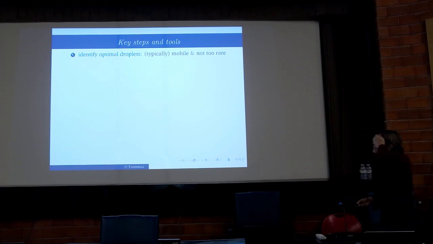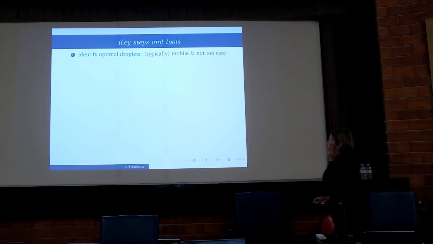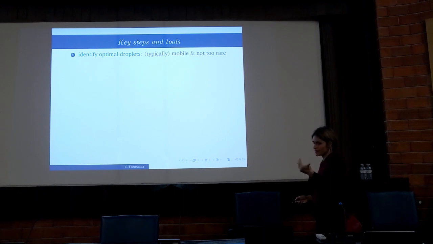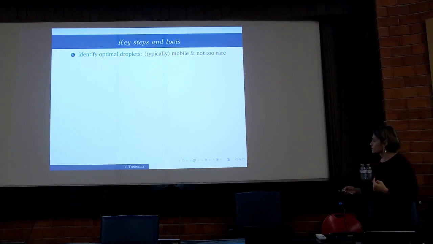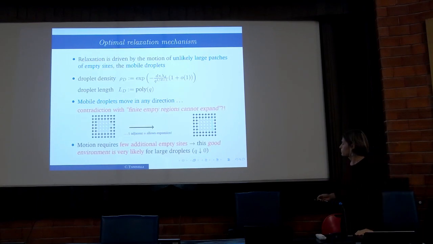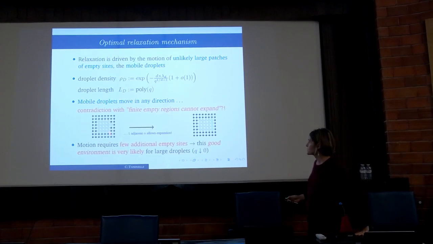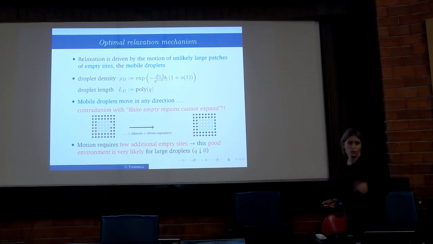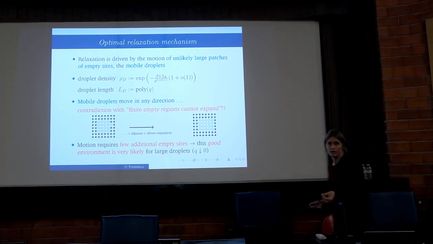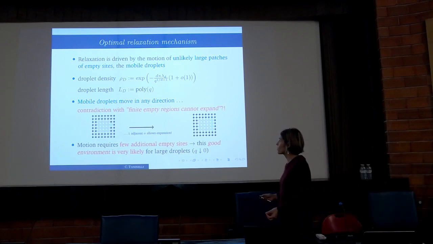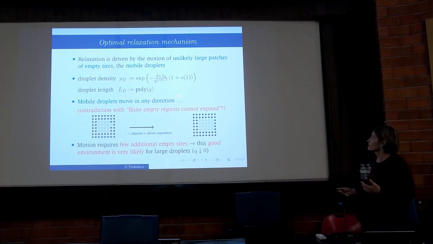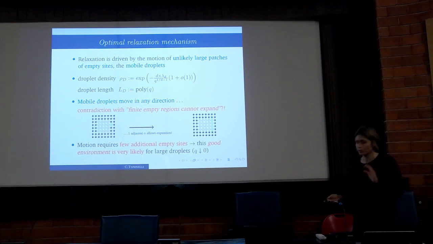Then what we have to do is to identify these optimal droplets. We want them to be mobile, so sufficiently empty, but not too rare. In particular, the thing that I just showed before, this completely empty region, won't work. Because in order to have an empty site nearby, I will have to have a size of at least 1 over q, actually even more, 1 over q log 1 over q, in order for it to be typical to find an empty site. But if I require a region which is empty of this length, its density will be much smaller. I will have a log correction here, so it won't work.